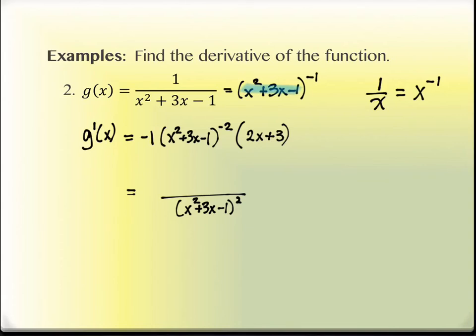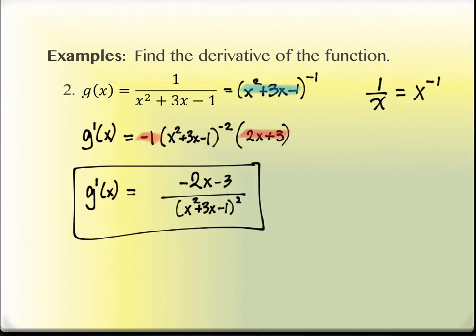And then on the numerator part, I simply need to multiply the negative 1 at the beginning and the 2x plus 3 at the end. So what do I get when I multiply the negative 1 at the beginning and the 2x plus 3 at the end? Negative 2x minus 3. And that is g prime of x. Okay, is that all right?